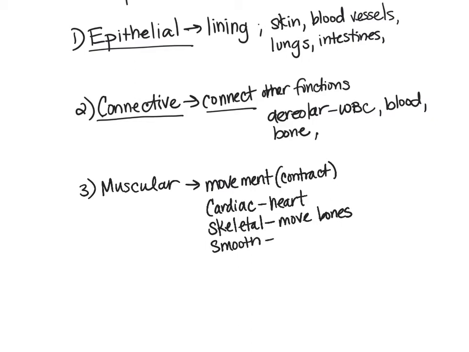And the smooth muscle we're really going to see in the walls of hollow organs. Some examples there would be in the blood vessels, where we see smooth muscle helping our blood vessels to move the blood along. Also in our stomach and our intestines, moving things around.